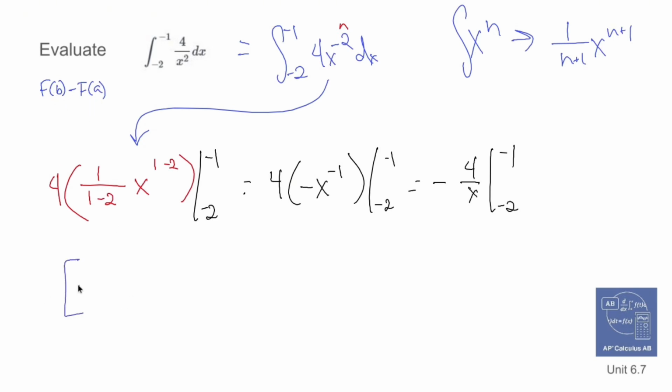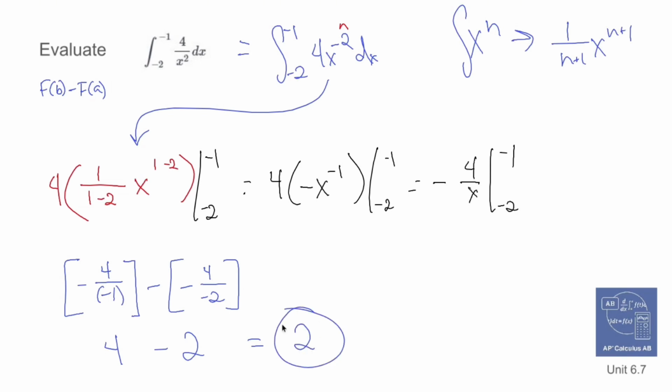So the upper limit is going to be negative 4 over negative 1, minus negative 4 over negative 2. So negative over a negative is a positive. You just become 4, minus a triple negative, so it's going to stay negative. 4 over 2 is 2, right? And you just get 2. Pretty nice.